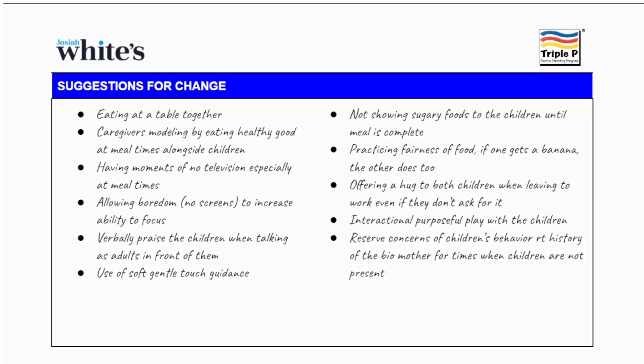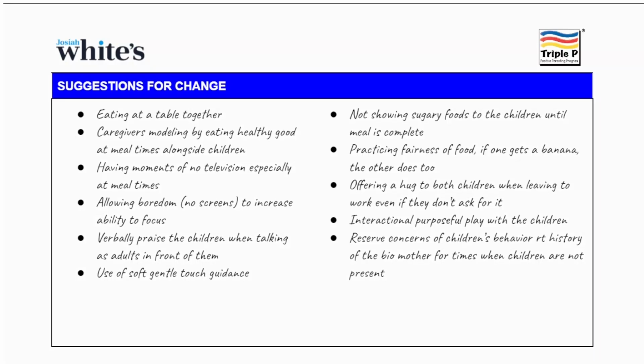Offering a hug to both children when leaving for work, even if they don't ask for it. Interactional, purposeful play with the children, and reserving concerns about children's behavior for when the children are not present. So that is an example of an interaction observation. Yours will be different because every family is unique.